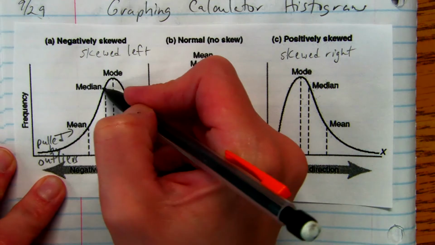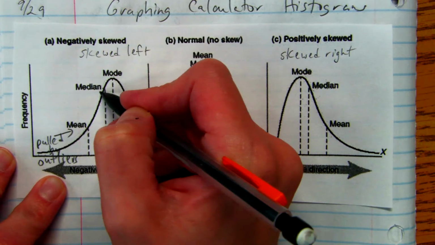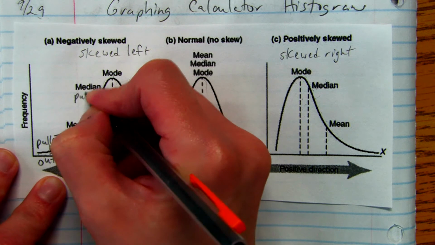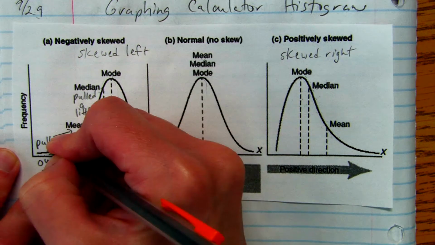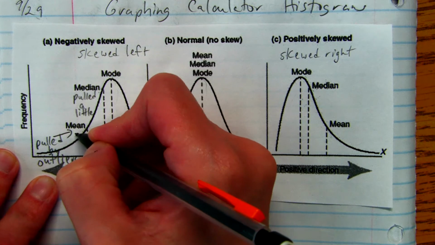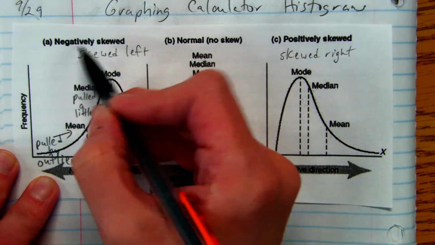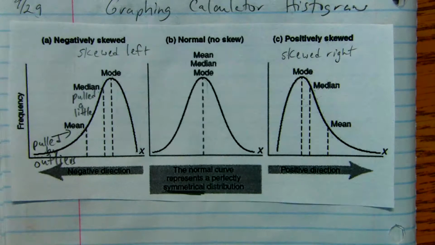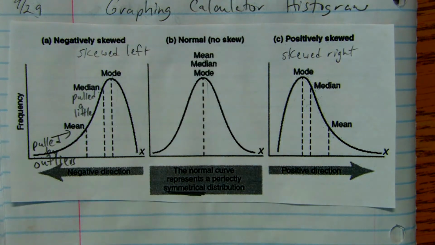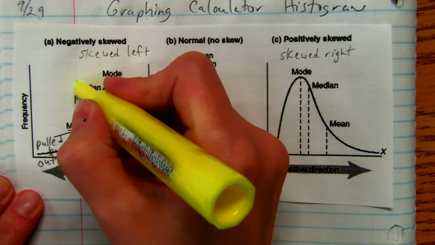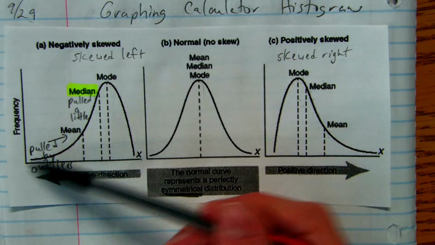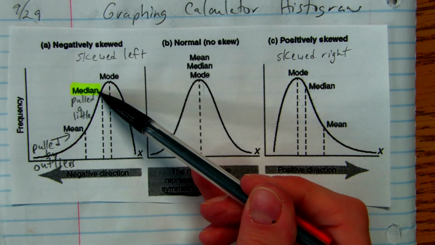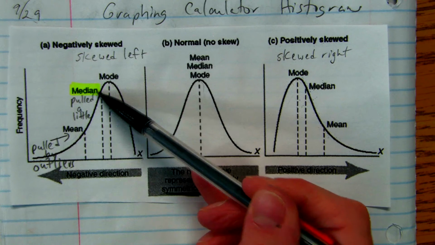The median can be pulled a little bit. So the median is pulled a little to the left by outliers, but not as much as the mean. If it is skewed left, the one that we usually want to use to measure center is the median. So I'm just going to highlight that. This is what we want to use if it is skewed left for measure of center, is usually the median. That tells us the halfway point.